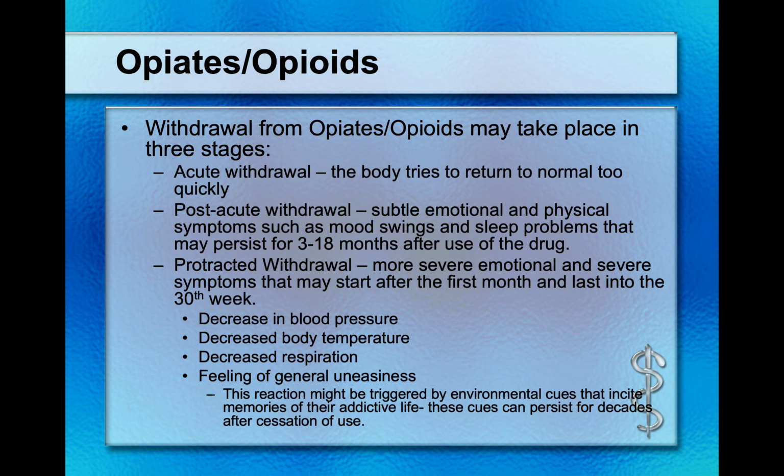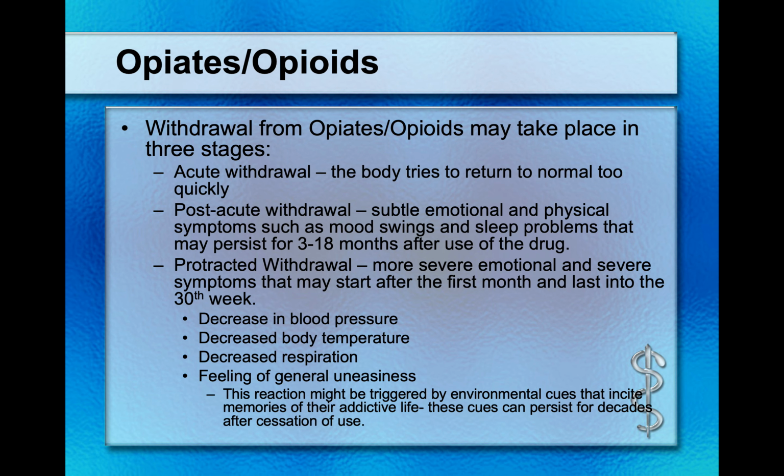Acute withdrawal, the body tries to return to normal too quickly. The post-acute withdrawal, subtle emotional and physical symptoms such as mood swings and sleep problems that may persist for 3 to 18 months after use of the drug. Protracted withdrawal, more severe emotional and severe symptoms that may start after the first month and last into the 30th week.